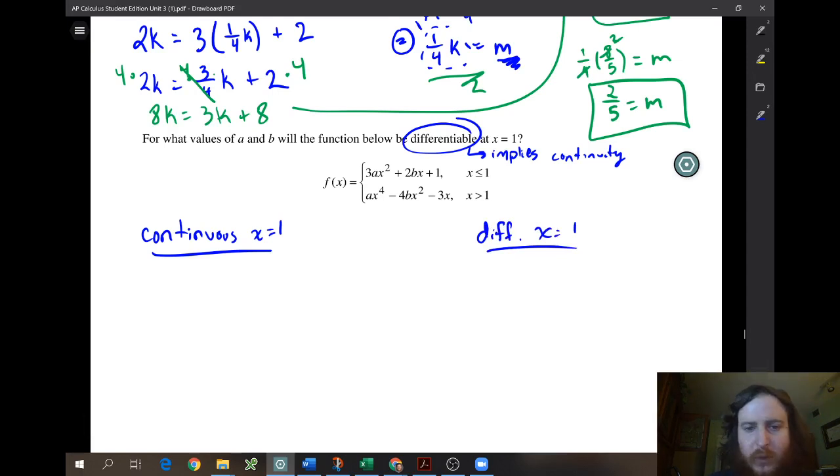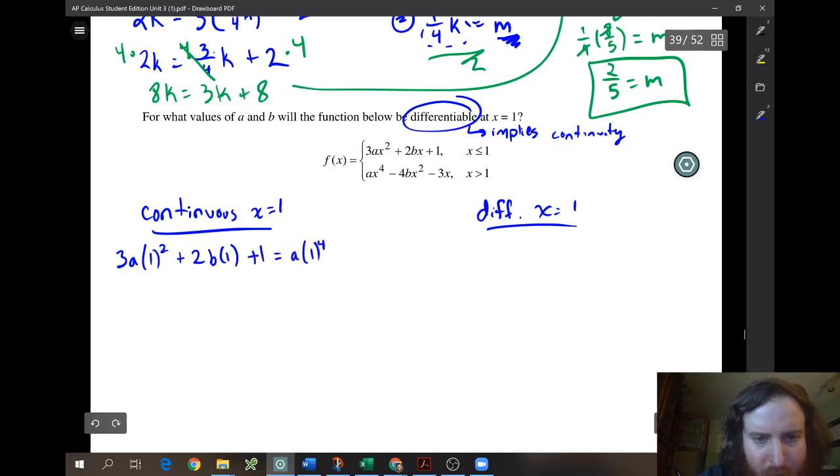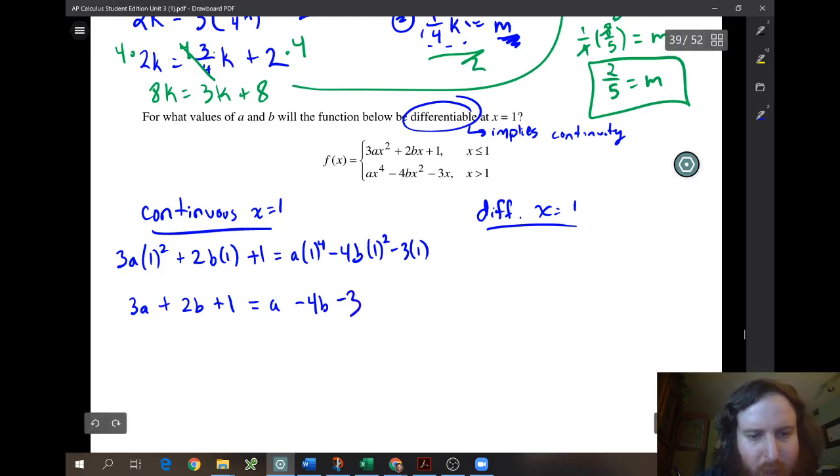So first, we're going to do the continuous case. We're going to just set 3ax squared, and if you want to, you can just start plugging in the x. So 3ax squared plus 2bx plus 1 equals ax to the fourth minus 4bx squared minus 3x. This gives us 3a plus 2b plus 1 is equal to, not a to the fourth, a, since 1 to the fourth was 1, a minus 4b minus 3. There we go. So that's our first equation.